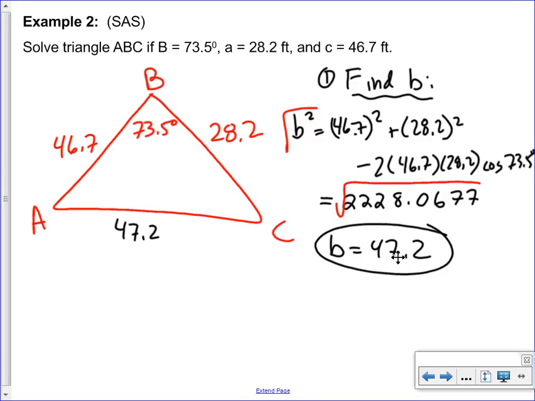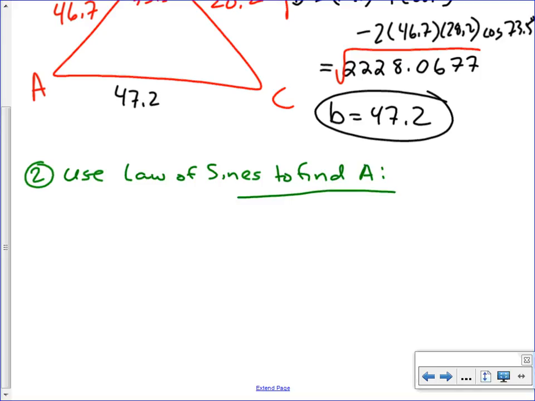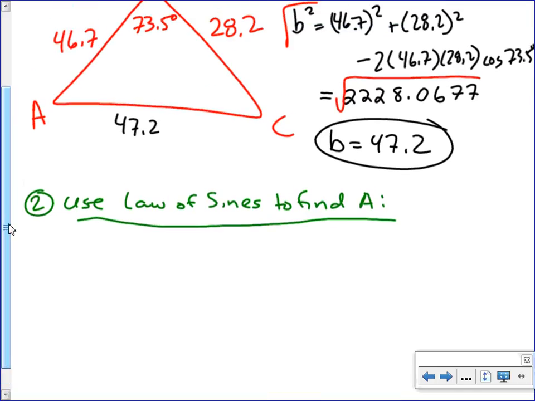Alright. At this time, I like to go in alphabetical order. So what angle am I going to find next? Angle A. So here's the deal. Since I have 47.2, you don't have to keep doing the law of cosines. I like doing law of sines steps. So, second step, law of sines to find angle A.